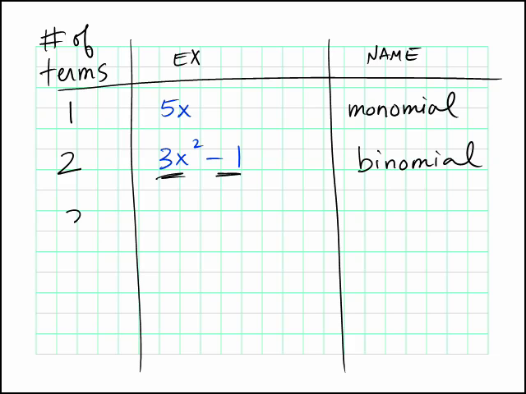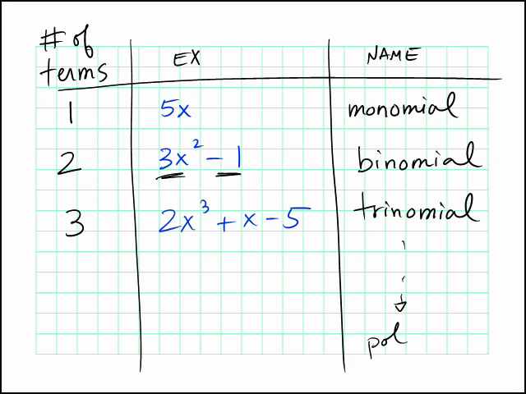Three terms. An example of a polynomial with three terms would be 2x cubed plus x minus 5. And a polynomial with three terms is called a trinomial. But all of these are still considered polynomials. After three terms, they don't have really any special name to them. We just call them polynomials.